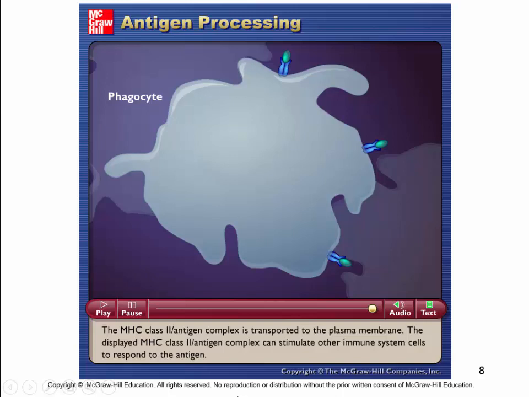MHC class II molecules are extracellularly derived. So these are from outside of the cell, and they're picked up typically by endocytosis. This phagocytic pathway, they are then processed and placed on MHC class II molecules. Those MHC class II molecules then are used to present to other cells and activate the immune response.